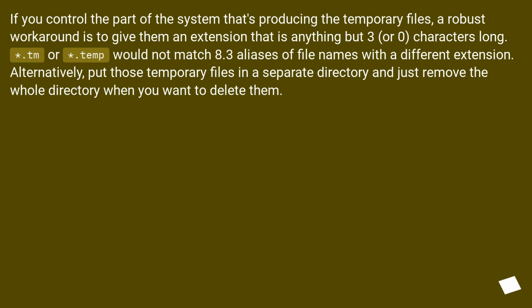If you control the part of the system that's producing the temporary files, a robust workaround is to give them an extension that is anything but 3 or 0 characters long. .tm or .temp would not match 8.3 aliases of file names with a different extension. Alternatively, put those temporary files in a separate directory and just remove the whole directory when you want to delete them.